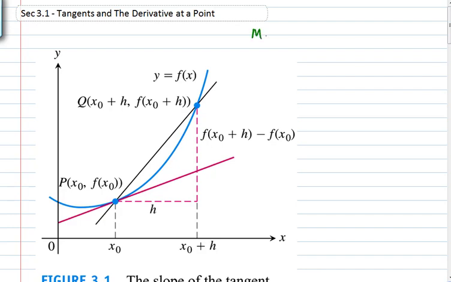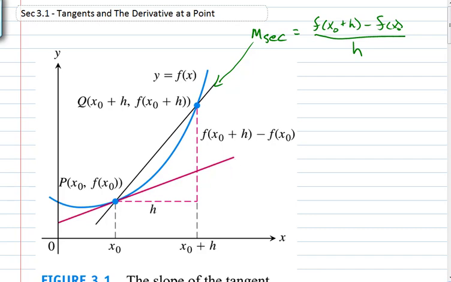See, the slope of the secant line here is the slope of this line, right? And how we came up with the slope of that line was by using the change in y, f of x sub naught plus h minus f of x sub naught divided by h. That's how we came up with the slope of this secant line, where here's the change in y and here's the change in x. It's that distance h. Well, as we let this point Q slide closer and closer to P, this secant line is going to become this tangent line, right?